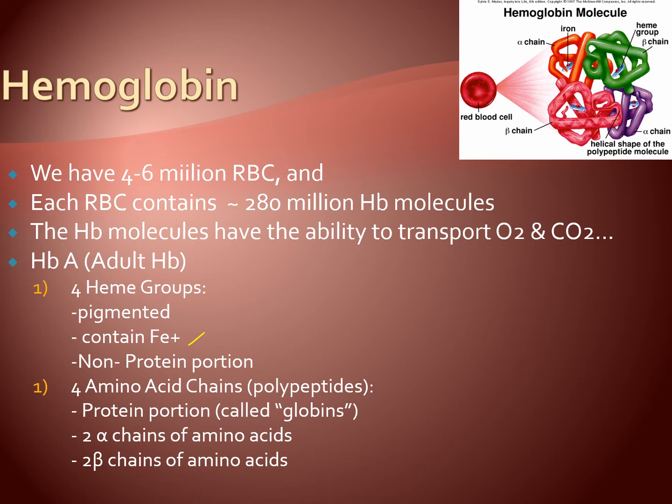So it contains that iron. Remember, the iron is what attracts the oxygen, and that's going to be the big thing, right? One's +2, the other one's -2. Those molecules want to attract, and that's how they bind together. You're going to have 4 amino acid chains, right? These are their globins. The protein parts are called globins. Adult hemoglobin has 2 alpha and 2 beta chains.